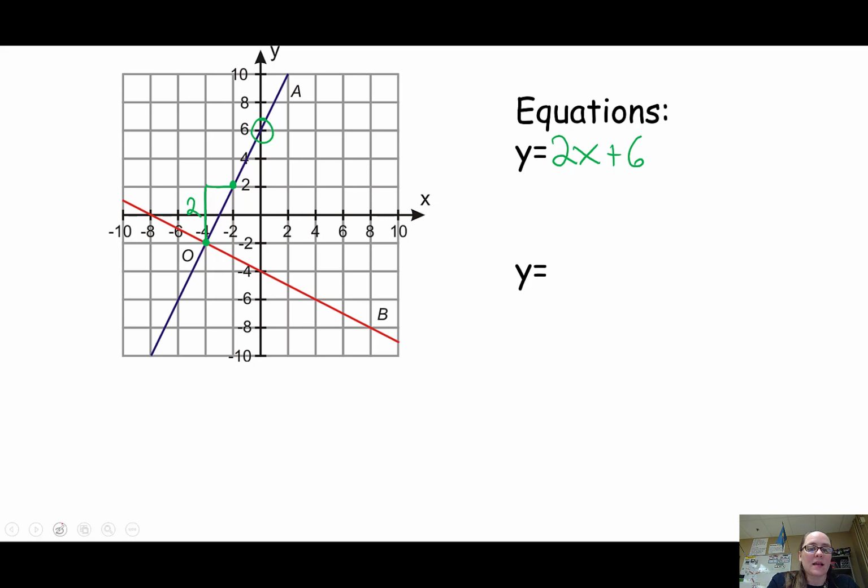Okay, looking at my second line, I'm going to start with that same point there and then use this point here. I'm going to go down 1 and run 2. So my slope there is -1/2 x, and my y-intercept is -4. So notice on these, yes, my slopes are opposites, opposite signs, and the fraction is flipped on both of those.